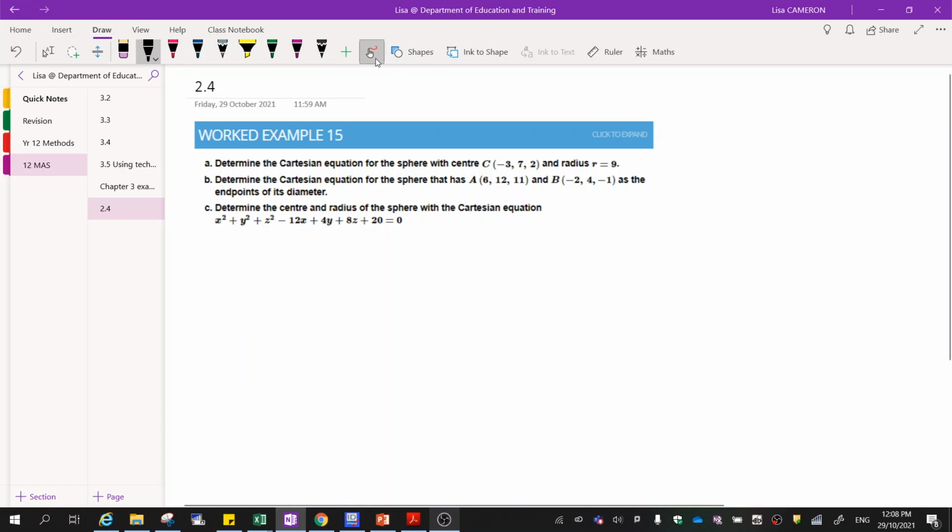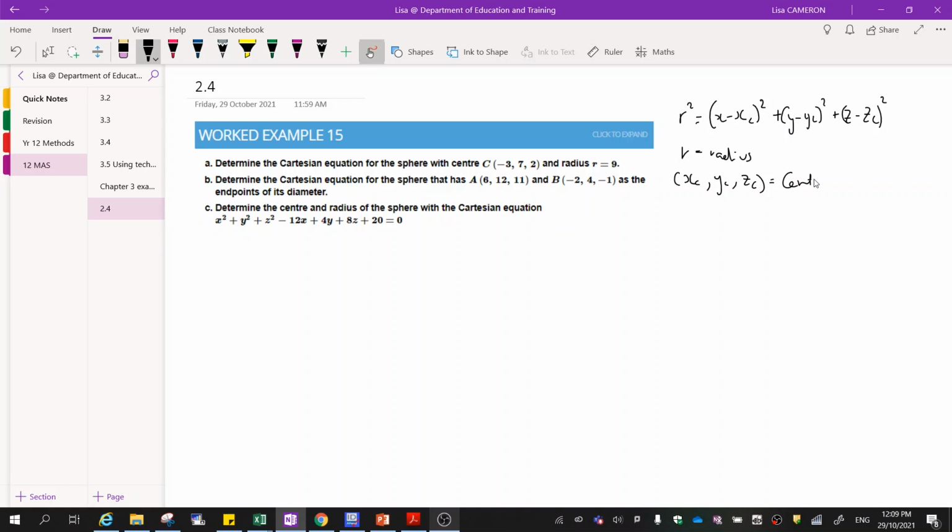So for those of you who don't have it next to you, the formula that we get for a circle is R squared is equal to X minus XC, and we'll talk about what that is in a second, plus Y minus YC squared plus Z minus ZC squared. Okay, where R is the radius, and the things with the C's next to them, XC, YC, and ZC represent the center of the circle.